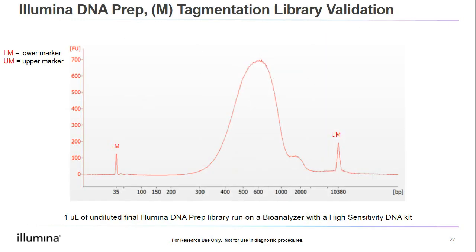This is a bioanalyzer trace for an Illumina DNA prep library prepared with genomic DNA. The Illumina DNA prep workflow does include a bead-based size selection step after the indexing PCR, so depending on the size of your input amplicons, you may need to adjust the final size selection, and this would lead to a shift in the distribution towards a smaller average size in base pairs.